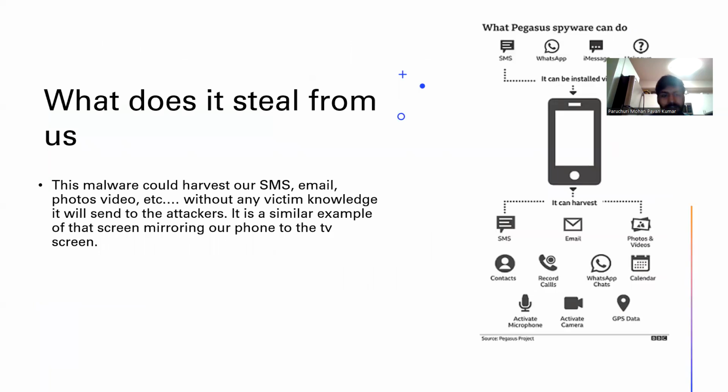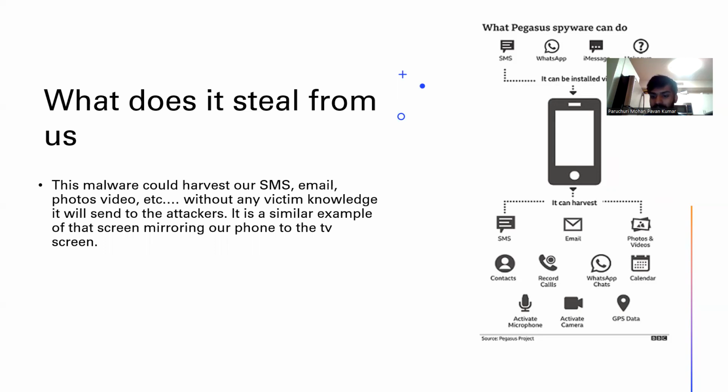What does it steal from our phone? We already discussed this. On the right-hand side you can see a picture which says it is installed by SMS, WhatsApp, iMessages, and unknown vulnerabilities. Once installed on the phone, it can harvest SMS, emails, photos and videos, contacts, call records, WhatsApp chats, and calendars.